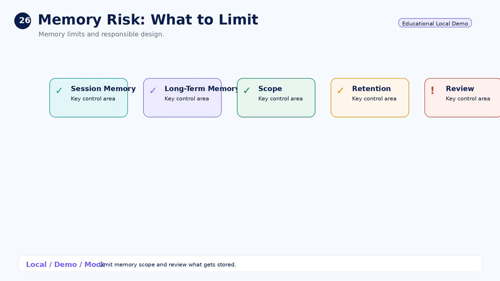What to limit? Memory can improve the user experience, but it also creates risk. Do not store everything the user says. Do not store sensitive personal data by default. Use scopes, retention rules, and clear review paths. Separate short-term session memory from long-term memory. Make memory visible and editable where possible. Good memory design is selective, not unlimited.